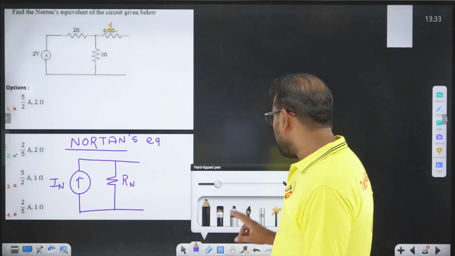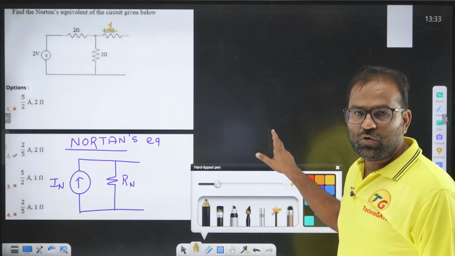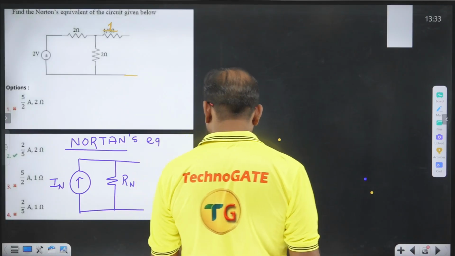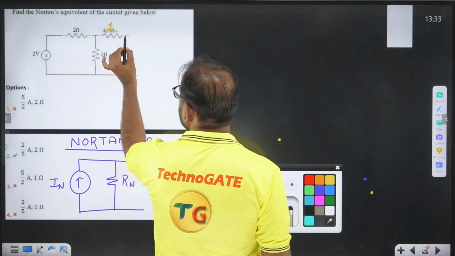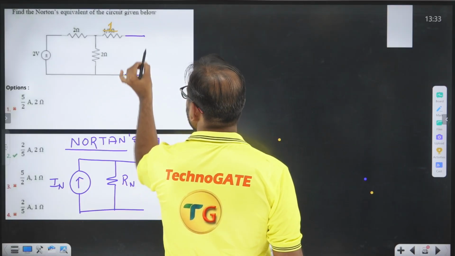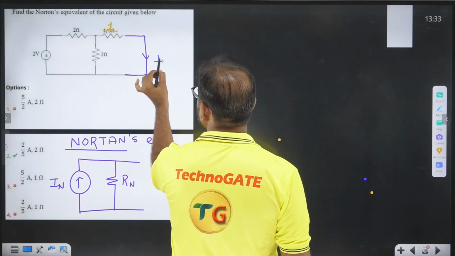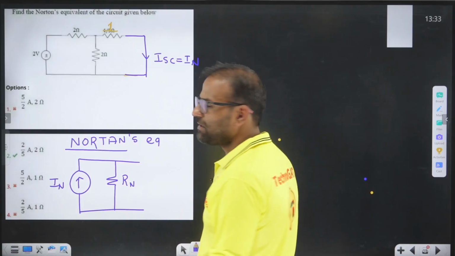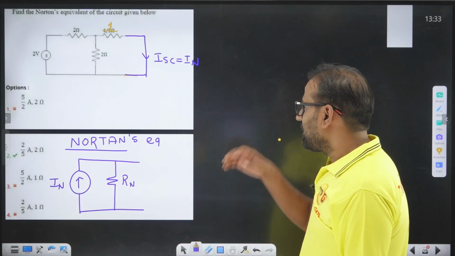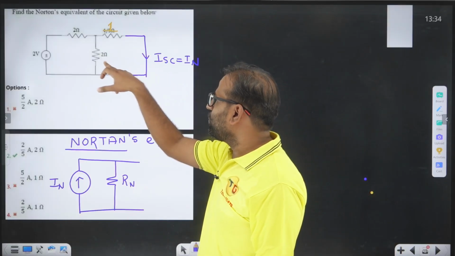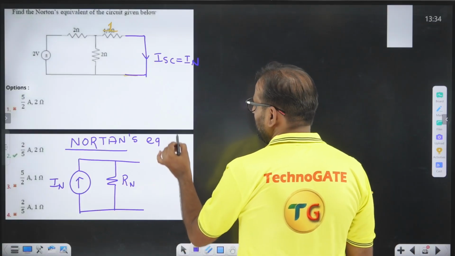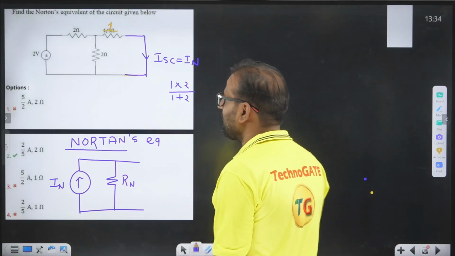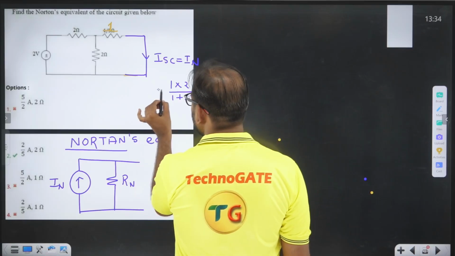IN is the short circuit current when you apply a short circuit across the load terminal. Let's say this is our load terminal. If I apply a short circuit here, this current is known as ISC or IN. Correct? Okay, how to calculate this? Very simple. 1 and 2 in parallel can be written as 1 into 2 divided by 1 plus 2, because both are connected in parallel. This is in series with 2.